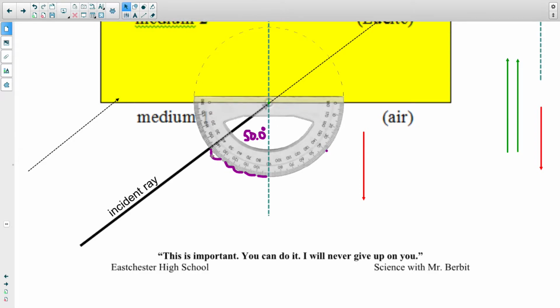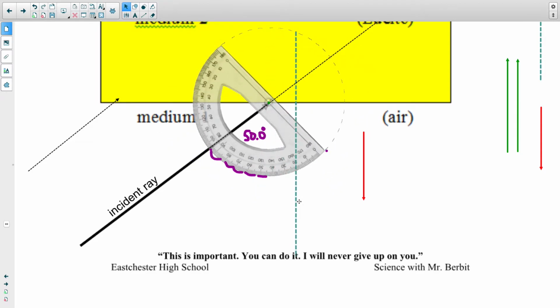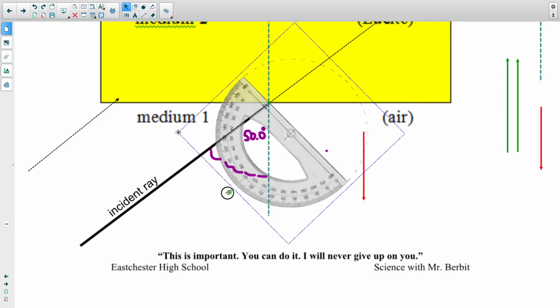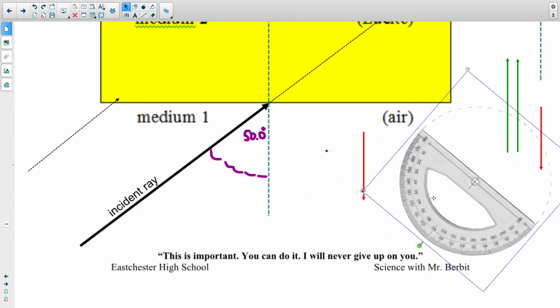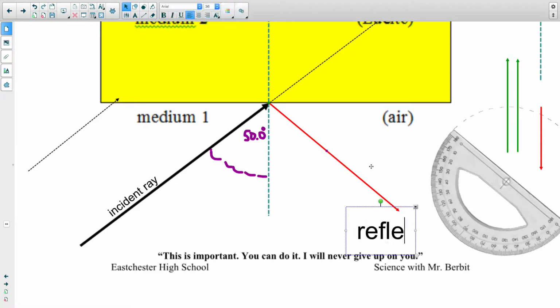Sometimes I like this setup because it allows you to do the incident and the reflected at the same time. Of course, you would take this and turn it into a straight edge and line it all up. But where I lose out on writing, I gain with drawing lines. So this should start at that point of impact and run through the 50-degree dot. There is our reflected ray.